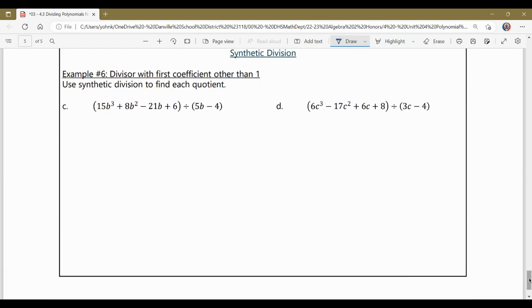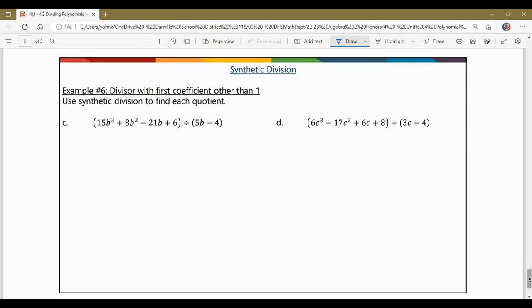All right, we have 2 more examples. Watch for your missing exponents and be careful with the fractions. So I need to get rid of the 5 in front, so we're going to divide everything by 5. That's going to give me 3b cubed plus 8/5 b squared minus 21/5 b plus 6/5. And we're dividing everything by b minus 4/5.